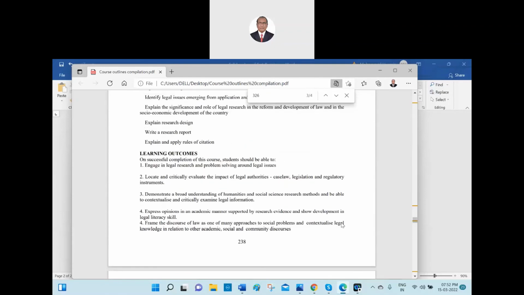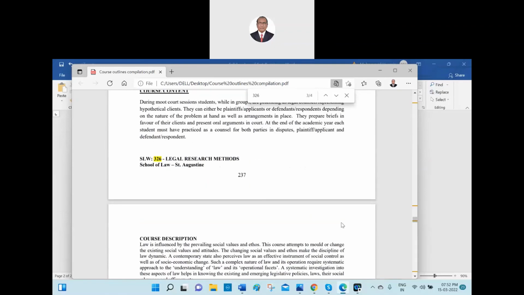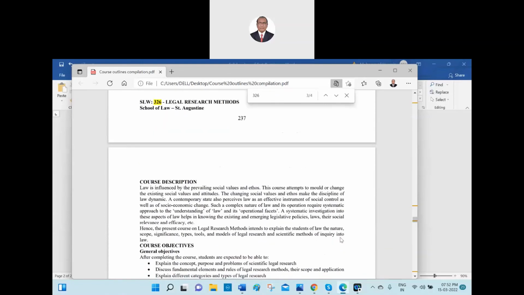This is seventh page. Say about 6 pages. How many pages? 6 pages. It is called a course outline.